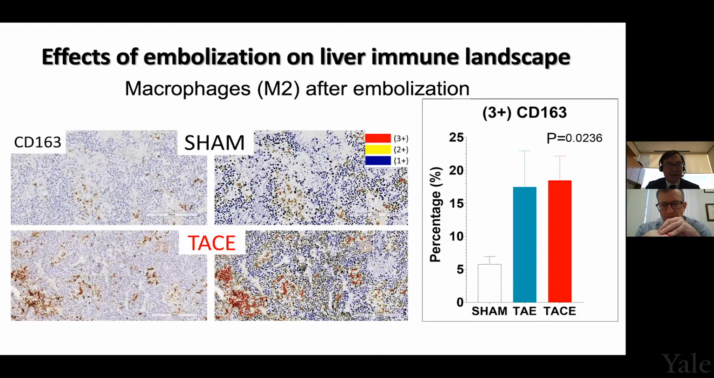with this next slide. So CD163 is actually a marker of those M2 macrophages. So a macrophage that has a mostly immunosuppressive effect on cancer immunity. And as you can see here, we do attract those with embolization and chemoembolization using drug-eluting beads.